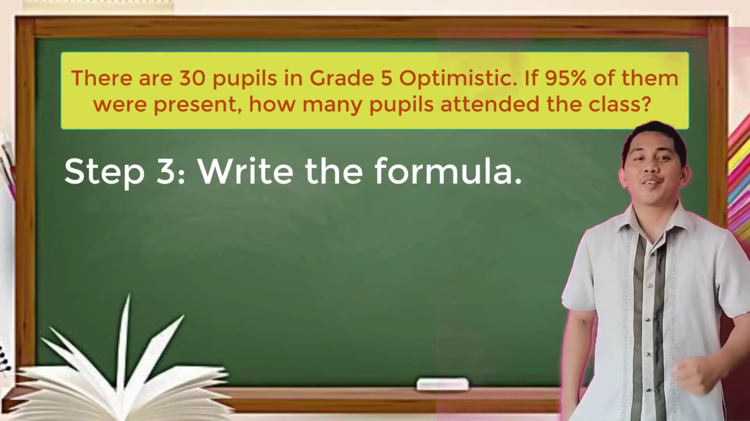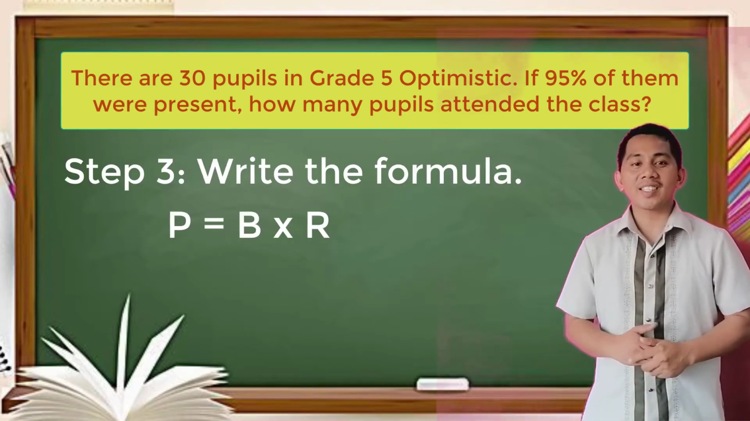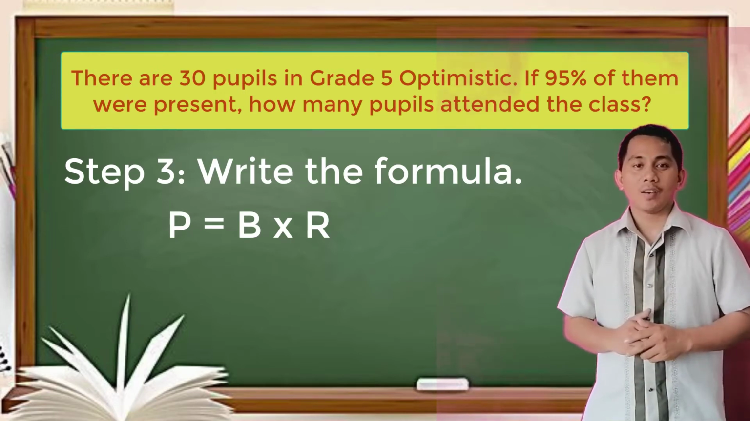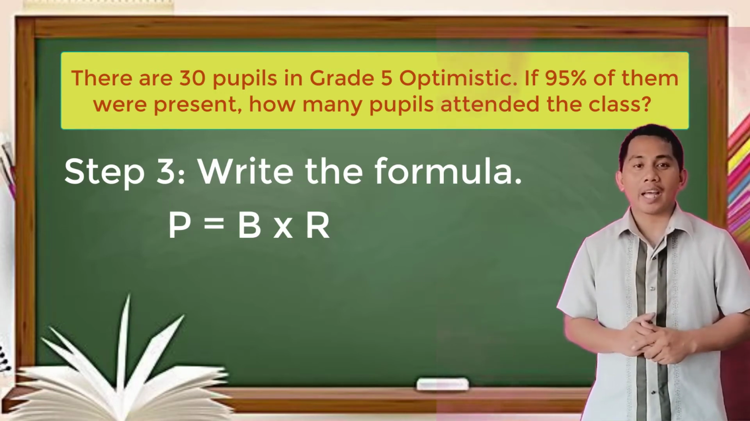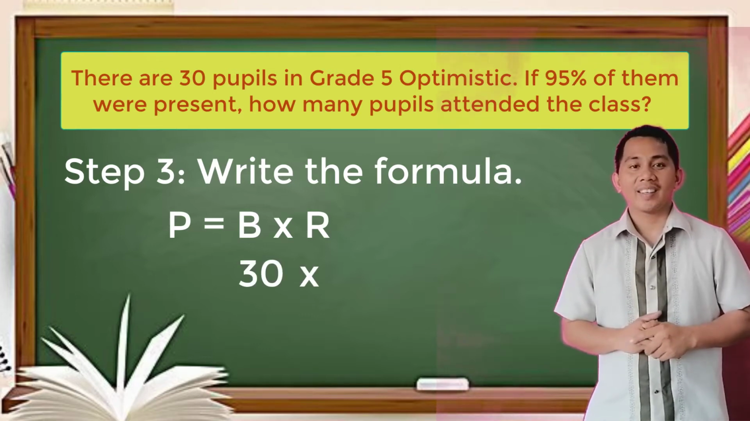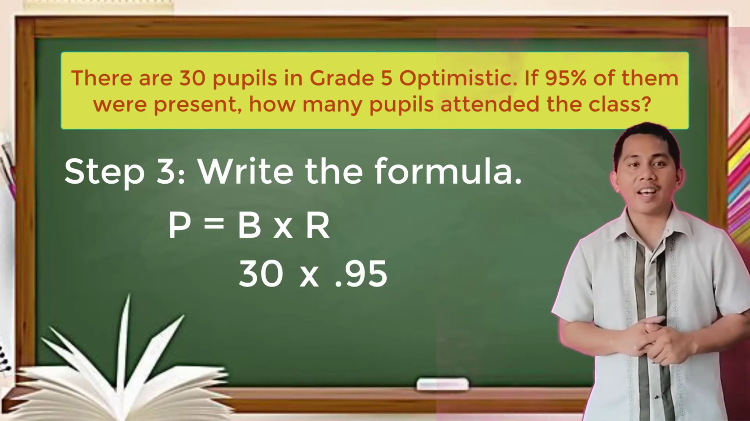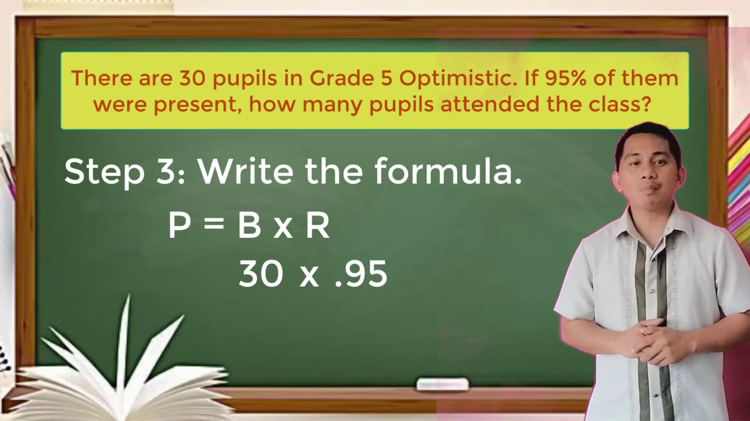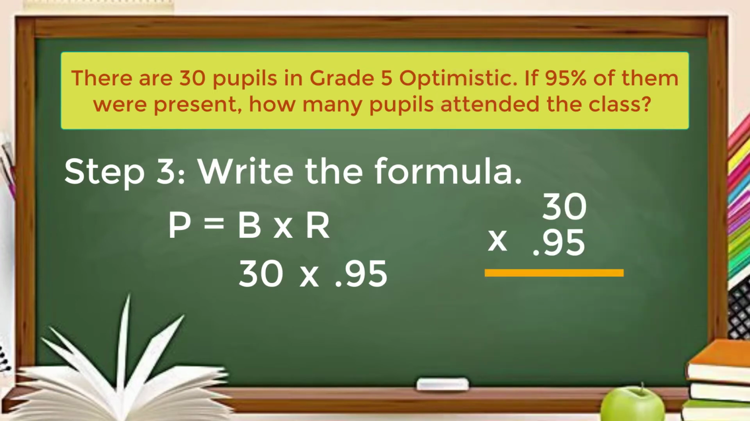Step 3. Write the formula. Percentage equals base times rate, or P equals B times R. Base is 30 and the rate is 95 hundredths. Let us multiply the factors. 0 times 5 is 0. 3 times 5 is 15. 0 times 9 is 0. And 3 times 9 is 27.